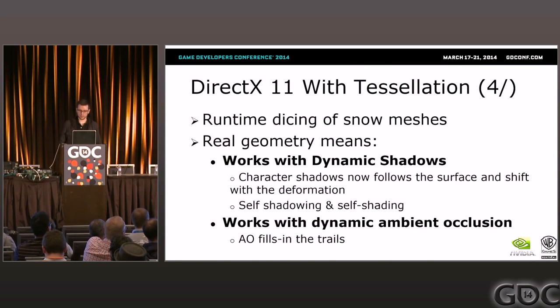We have a runtime approach to adaptive dicing of snow meshes, which is similar to what was presented on Monday in the DirectX course by Andrei Tatarinov. So I would definitely check this out. But moving to real geometry has definitely some advantages. It works with dynamic shadows. Shadows actually follow the surface and shift with the deformation. We get self-shadowing, self-shading, that sort of stuff. And ambient occlusion also comes in and fills in the trails or where the snow is. So that's another benefit of moving to real tessellation. And we keep the same height map resolution as on consoles, again, because it's a really low frequency effect.